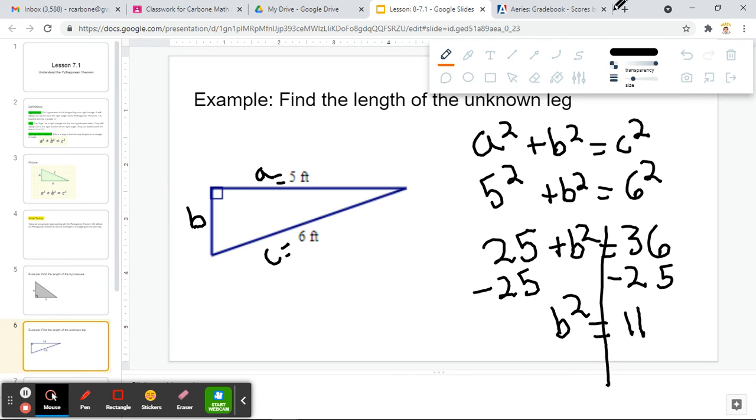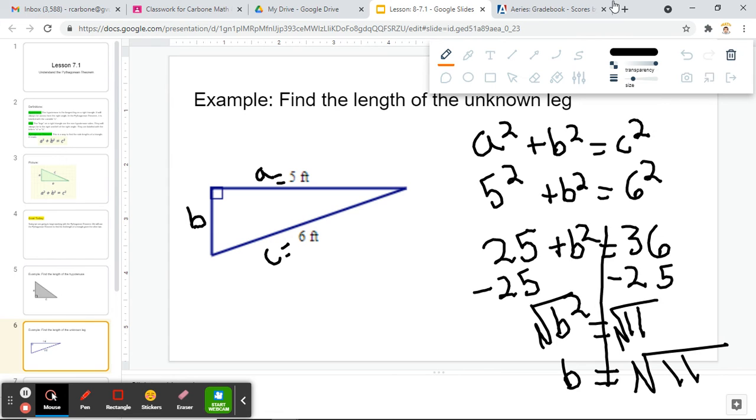Alrighty, now we have to take the square root of both sides because we don't want to know what b squared is. We want to know what b is. So the square root of b squared and the square root of 11. The square root of b squared will obviously just be b. And since 11 doesn't have any numbers we can factor out, we can just call this the square root of 11.